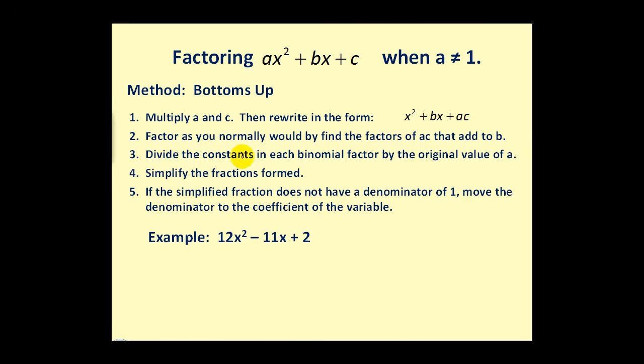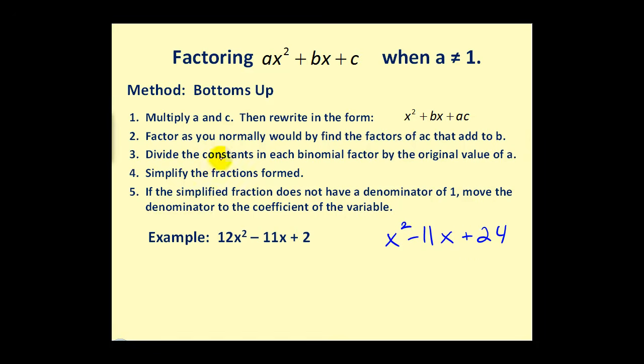Step 1, we multiply a times c and rewrite in the form of x squared plus bx equals ac. So for this problem, we would rewrite this as x squared minus 11x, and then the constant term would be 12 times 2, which would give us 24.